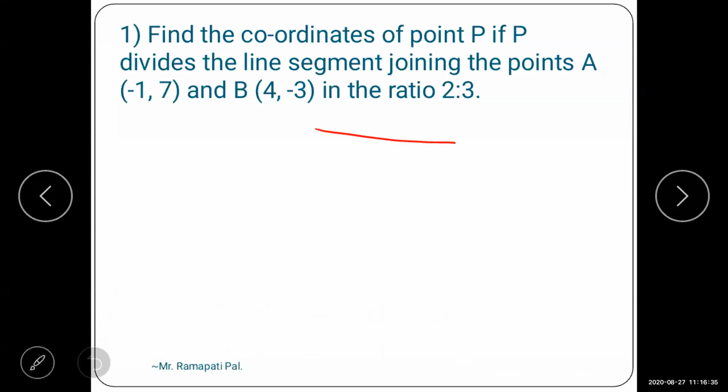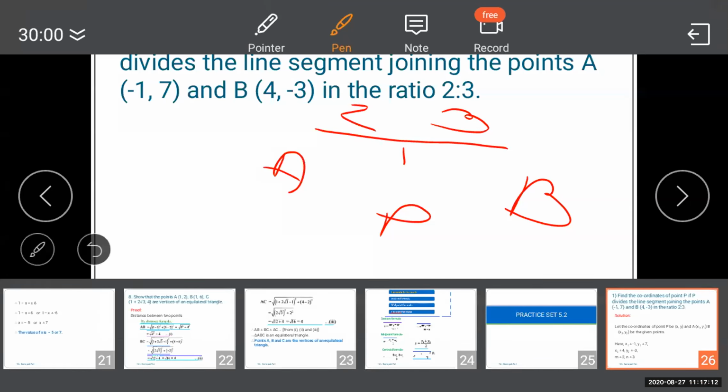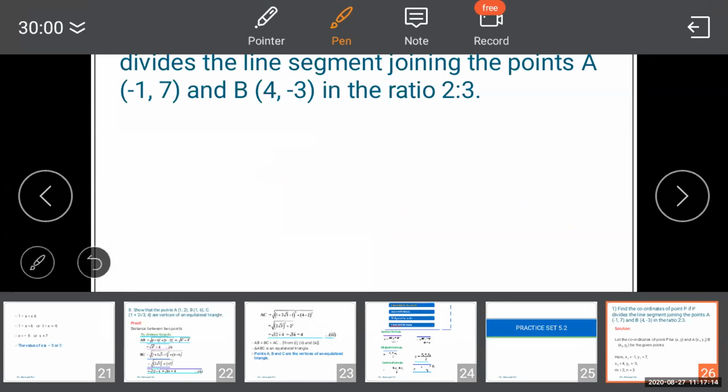Suppose this is A, this is B. Now P is the point which divides A and B. Here the ratio is given. What is the ratio? 2 and 3. Points are also given. Point A is (-1, 7). B is (4, -3). Correct? Okay. Let's see now.